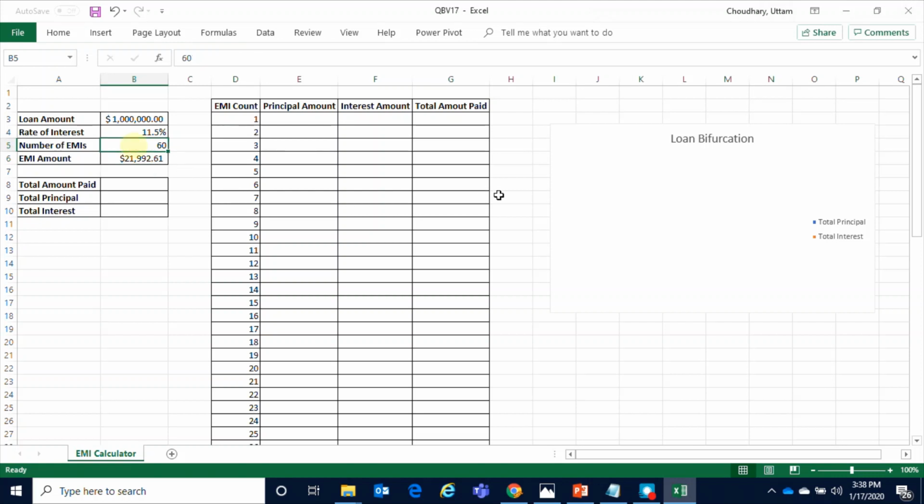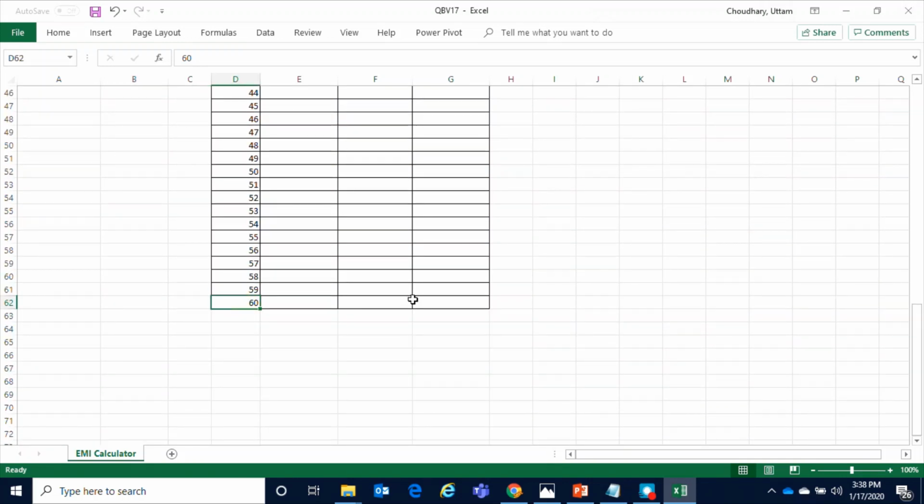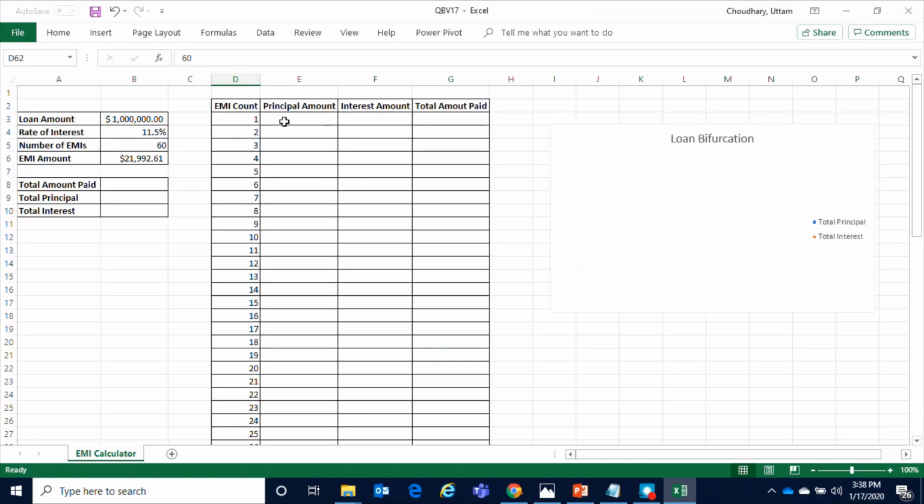So here, since we have 60 EMIs, I have drawn this chart up to 60 EMI count. Let's look at how we would derive this principal amount. What is the amount of principal that I will pay in my first EMI, second EMI, and so on and so forth? So let's do this.